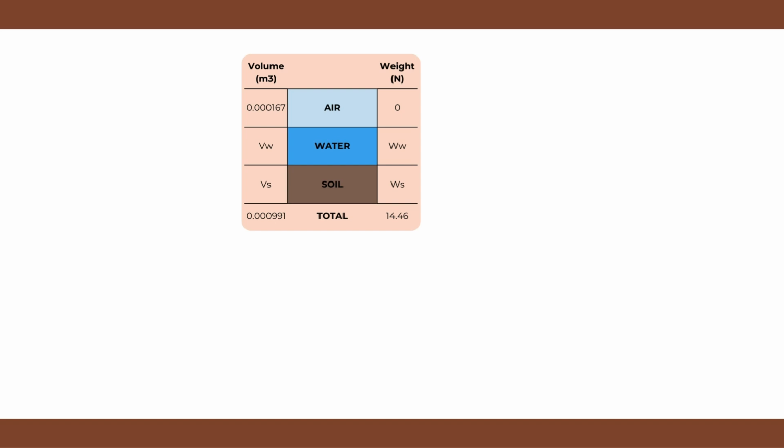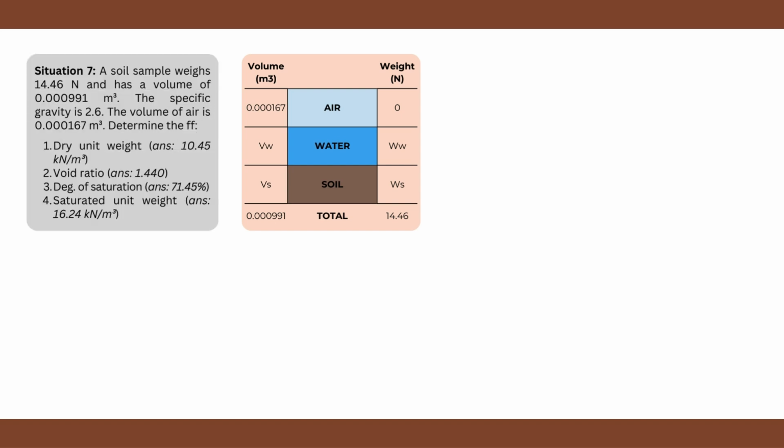For this situation, a soil sample weighs 14.46 newtons and has a volume of 0.000991 cubic meters. The specific gravity of the soil is 2.6, and the volume of air is 0.000167 cubic meters. Given that, we are to determine the following: the dry unit weight of the soil mass, the void ratio, the degree of saturation, and the unit weight of the soil if it is fully saturated.